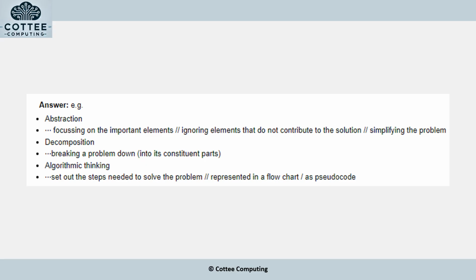So here you're looking at abstraction being simplifying the problem. Only using necessary detail is absolutely fine for that one. Decomposition is breaking a problem down into smaller chunks. Brilliant, easily marked. And algorithmic thinking is a set of the steps needed to solve a problem.